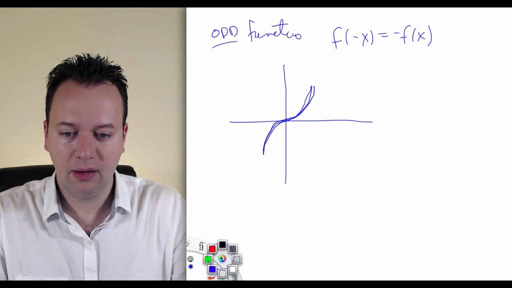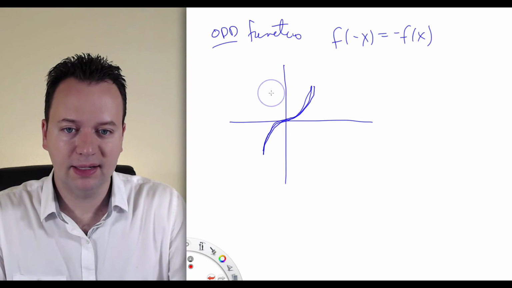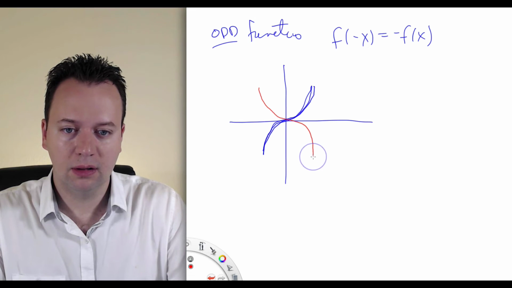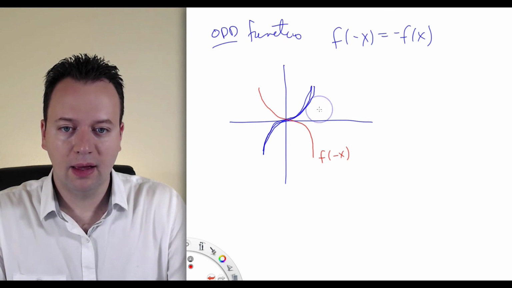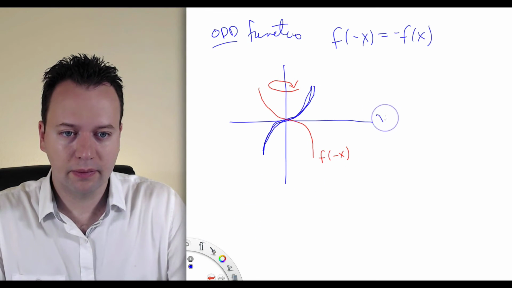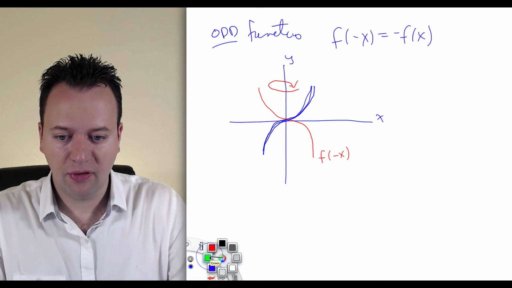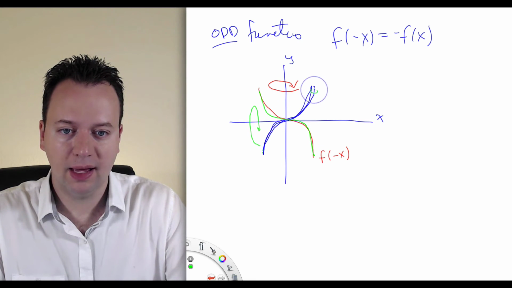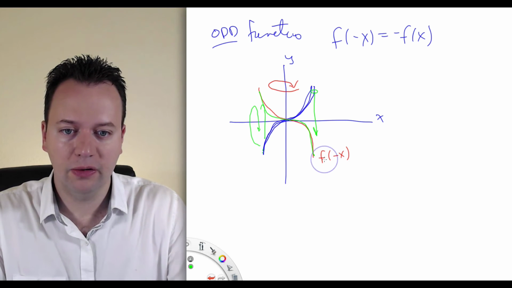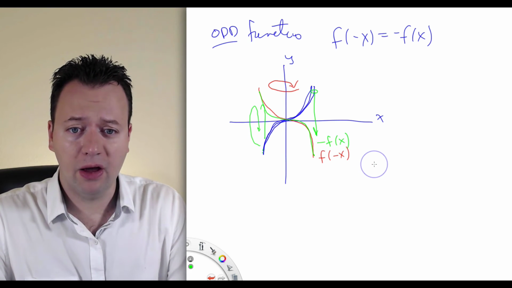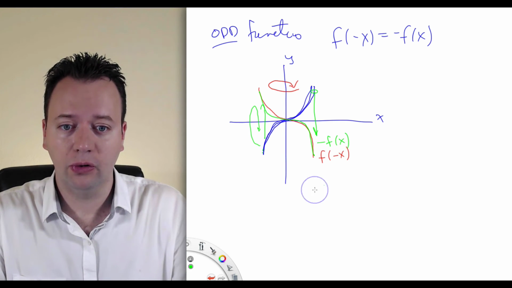If I reflect it horizontally, so if I look at f of minus x, that's a horizontal reflection. So that's f of minus x. I reflected it about the y-axis. On the other hand, if I flip it vertically, so if I take this guy and move it up here and reflect it, this guy is moving down here, this guy's moving up there, and so forth, that would be minus f of x. So basically, a horizontal reflection is equal to a vertical reflection.